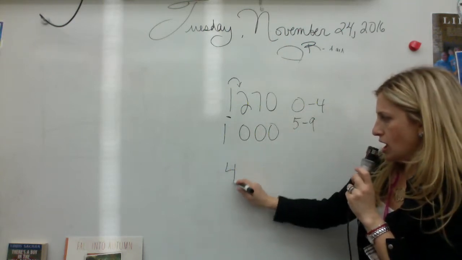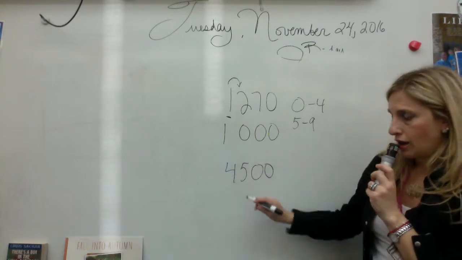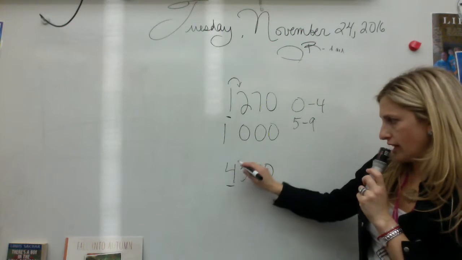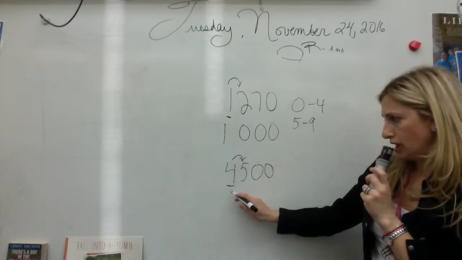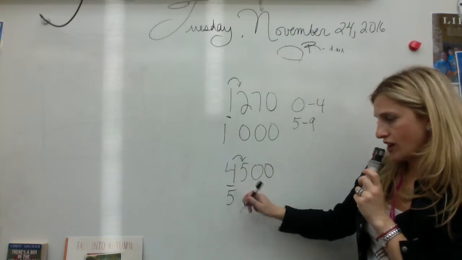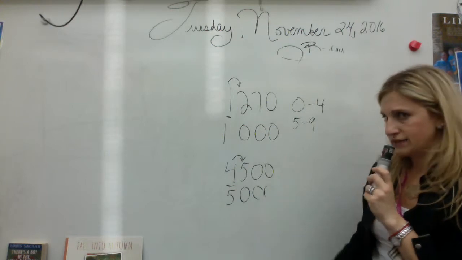If the number is 4,500, again, the highest digit would be the thousands. I look to the right. This is 5. The 5 would make the 4 become a 5. It goes up 1 digit, and everything else becomes zeros.